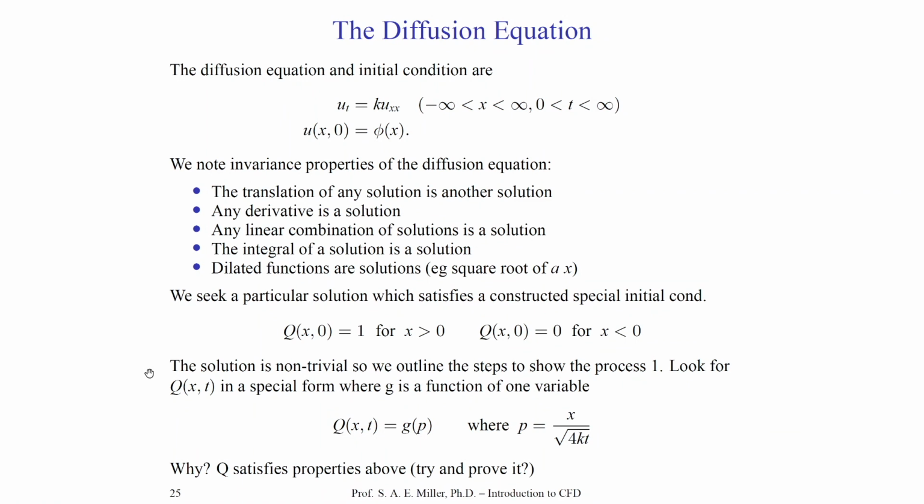We will look for Q in a special form where G is a function of one variable. We'll let Q of x and t equal G of P, and let P equal x over the square root of 4kt. Now these ideas might seem a little bit arbitrary, but it comes out to the general solution of the diffusion equation. These were pioneered by mathematicians, especially in the 1800s.